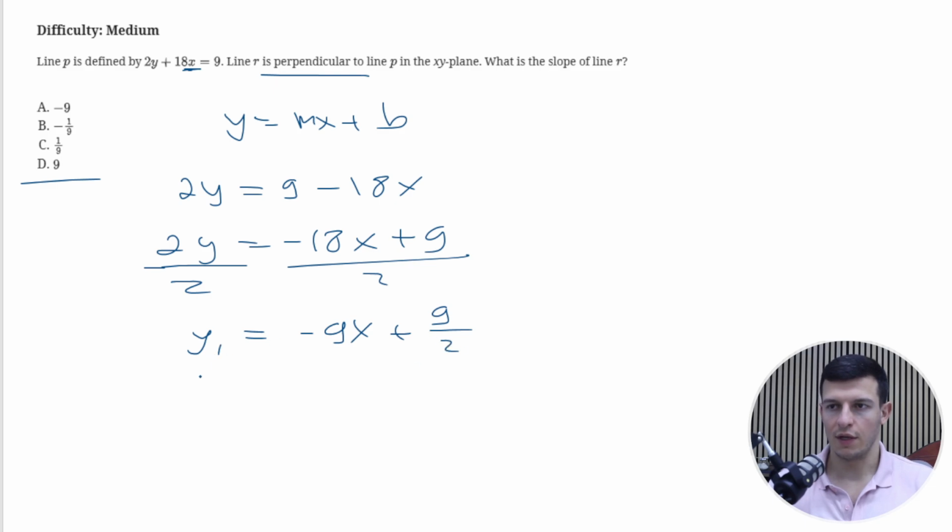So this is for line 1. The other one is going to be the negative reciprocal of this one. So if m1 is equal to negative 9, which is here, m2 is going to be positive because it's the negative reciprocal, 1 over 9. So the answer is going to be C.